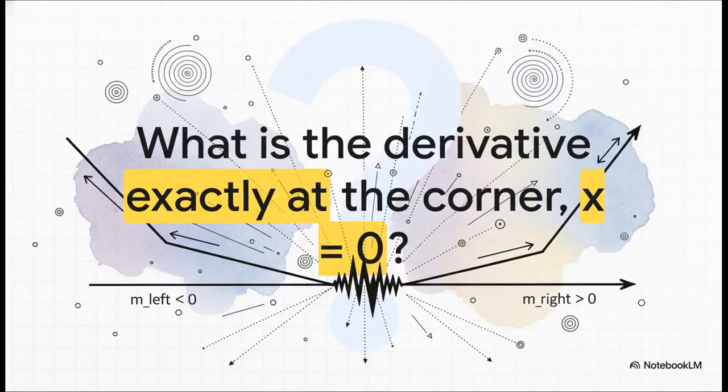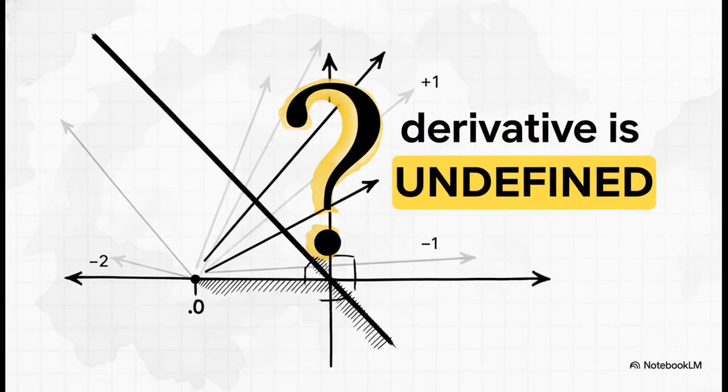And that brings us to the million-dollar question. We know the slope just to the left, and we know the slope just to the right. But what is the slope exactly at that sharp point, right at x equals 0? And the answer is, the derivative is undefined. Think about it. Since the slope coming from the left, negative 1, doesn't match the slope coming from the right, positive 1, the derivative just doesn't exist at that one single point. You can't draw a single clear tangent line. And since the derivative is undefined there, that means, by definition, x equals 0 is a critical point.